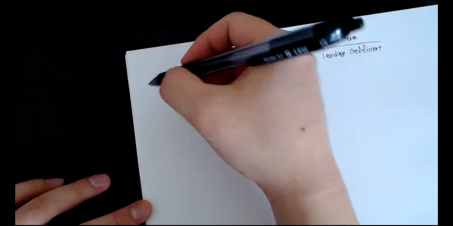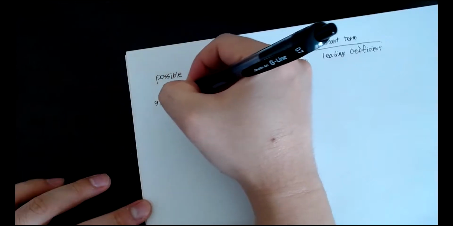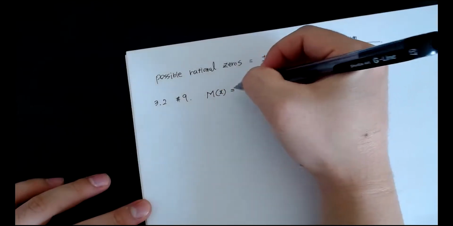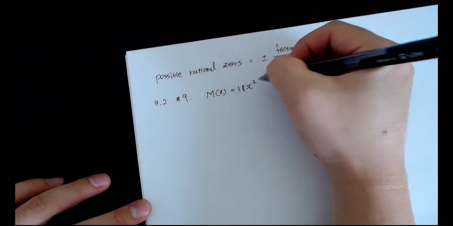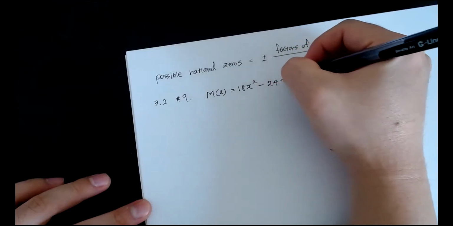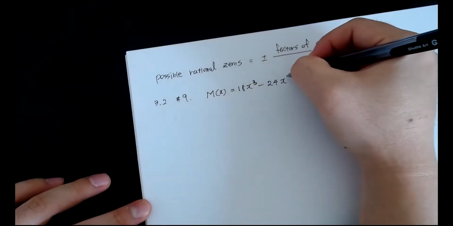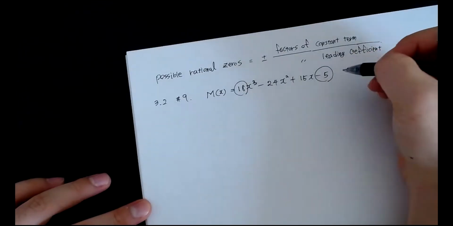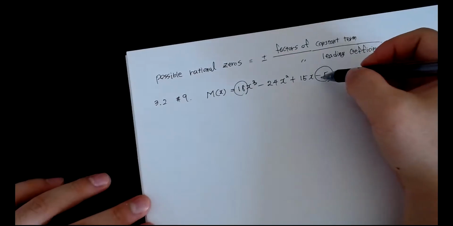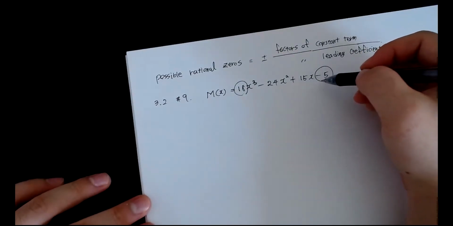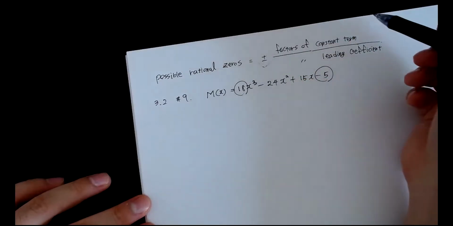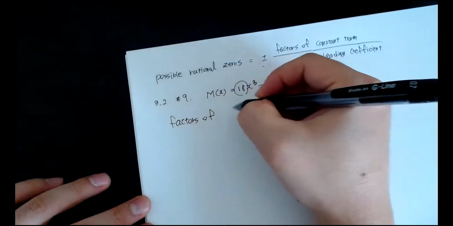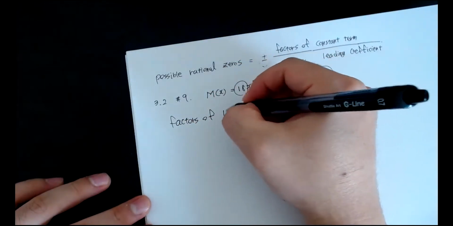So in problem number 9, this is 3.2, problem number 9. The function m of x is defined by 18x cubed minus 24x squared plus 15x minus 5. So 18 is the leading coefficient and negative 5 is the constant term, right? But here with negative 5, we don't have to take care of the negative sign because eventually we're going to put the plus minus sign.